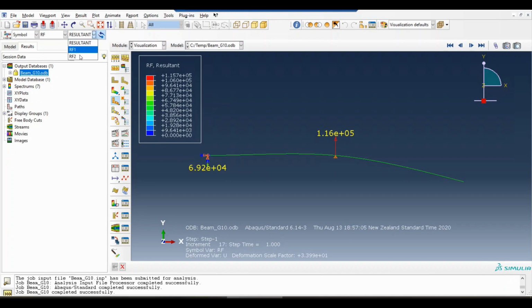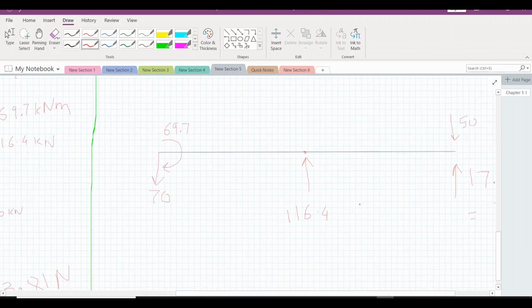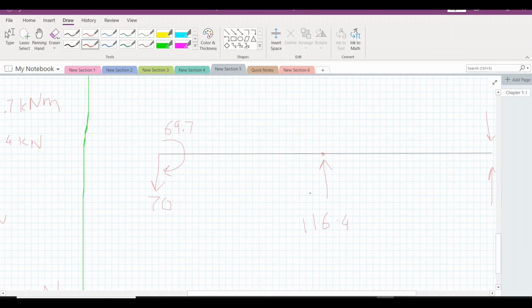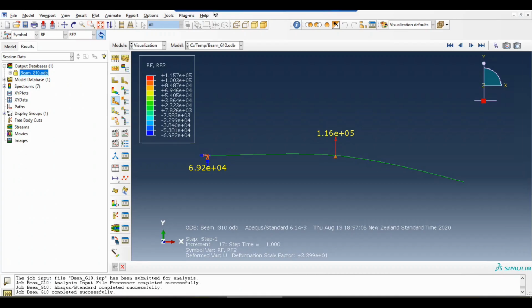Let's look at our vertical reaction forces. Yes, this is it. Now for the roller case, this degree of freedom, we obtain it as 69.2 kilonewtons. So let's look at our solution here. This is 116.4 and this is 70. In ABAQUS we get 69.2 and 116, which is very close.